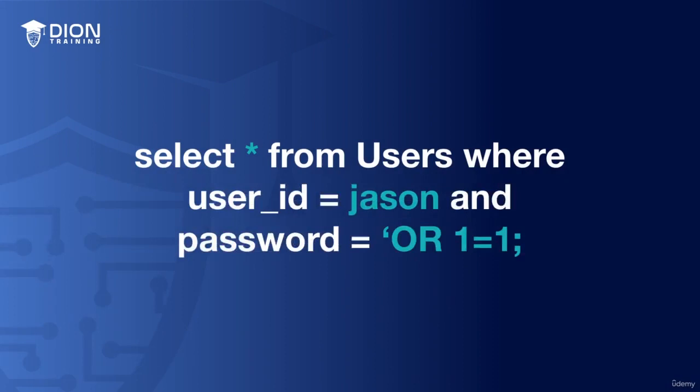So now we have the command that says select star from users where user ID equals Jason and password equals apostrophe apostrophe or 1 = 1 semicolon apostrophe. Notice when I sent that to the system, it's going to say access granted. Now, why is that? Well, the reason is because I just performed an SQL injection.